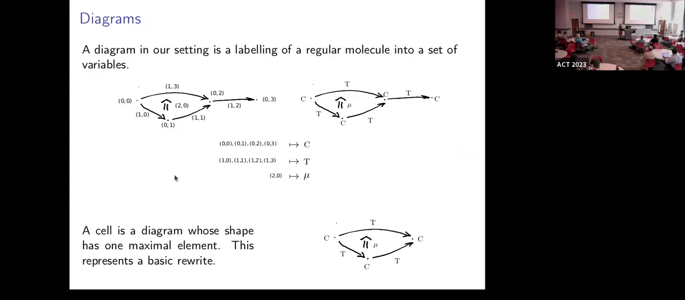Okay, so now I told you what the shape of a diagram is, but a diagram in our setting is a labeling of a regular molecule into a set of variables. So what we do is give names to the elements of a regular molecule. Again, as an example, if we take this regular molecule on the left-hand side with the labeling below, then we obtain a diagram in the 2-category of categories, functors and natural transformations, in which C is a category, T is an endofunctor, and in this case, mu is the monad multiplication. And then we call a cell a diagram whose shape has one maximal element, so a diagram whose shape is an atom. And this represents a basic rewrite in our system.